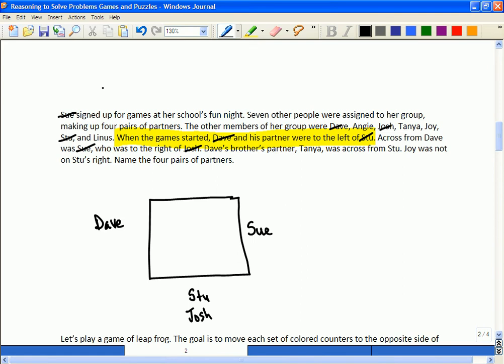And the next clue says Dave's brother. So who's Dave's brother? Nobody knows until the end. It's Linus because he's the only boy left. So Dave's brother has to be Linus.